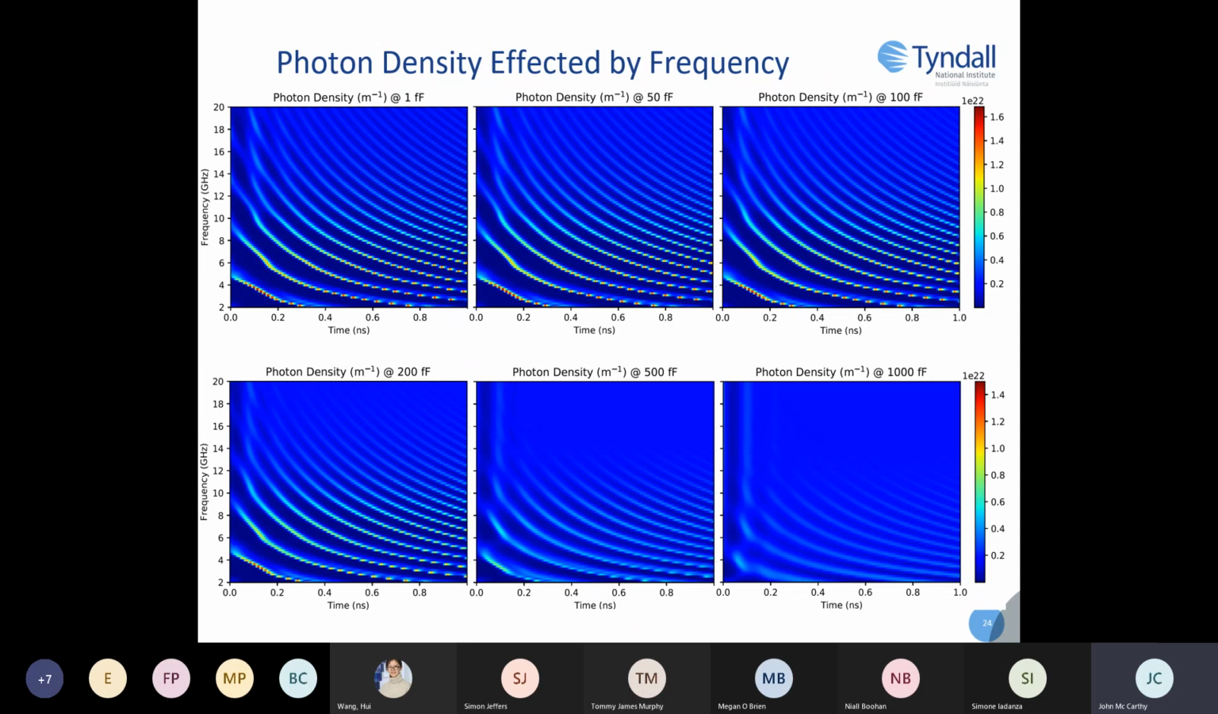So I also did this for the photon density. As you can see here, a similar result is achieved. The photon density degrades as the frequency was increased, and I also plotted this for different values of capacitance.